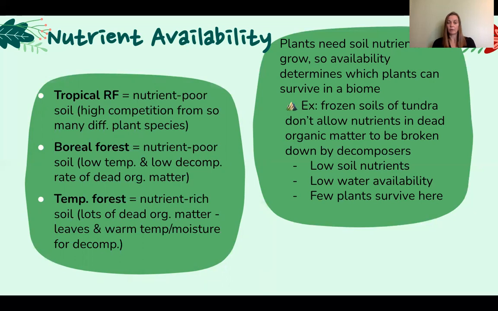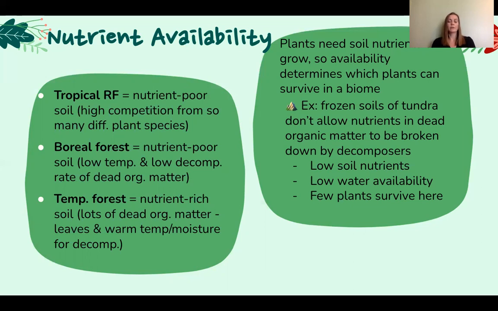We also have the boreal forest, or the taiga. Remember, that's very far north, so it has very low temperatures, which is going to result in low decomposition of dead organic matter. And so the boreal forest also has quite nutrient poor soil. It also tends to have very acidic soil because the conifers tend to have very acidic needles. So what does break down tends to be on the acidic side.